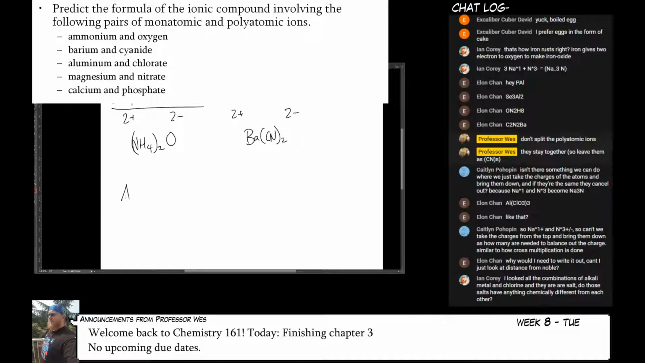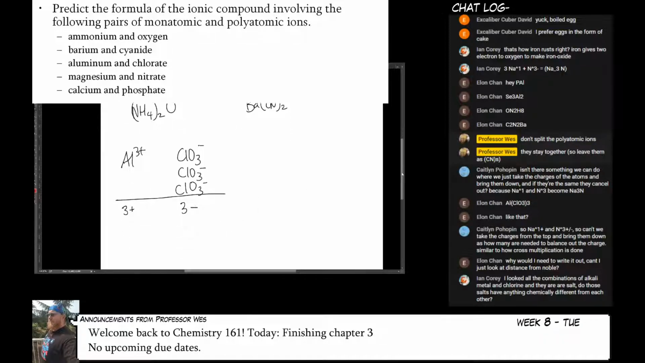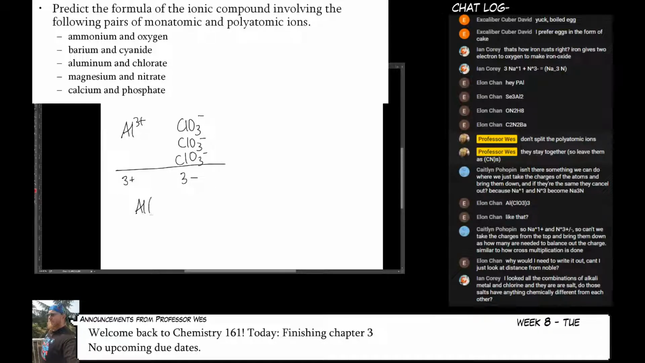And then for aluminum and chlorate here, here's aluminum. Here's chlorate. And then if I go down here and sum up the charges here, I need more chlorates, obviously. There you go. So now the charges balance. Al(ClO3)3.